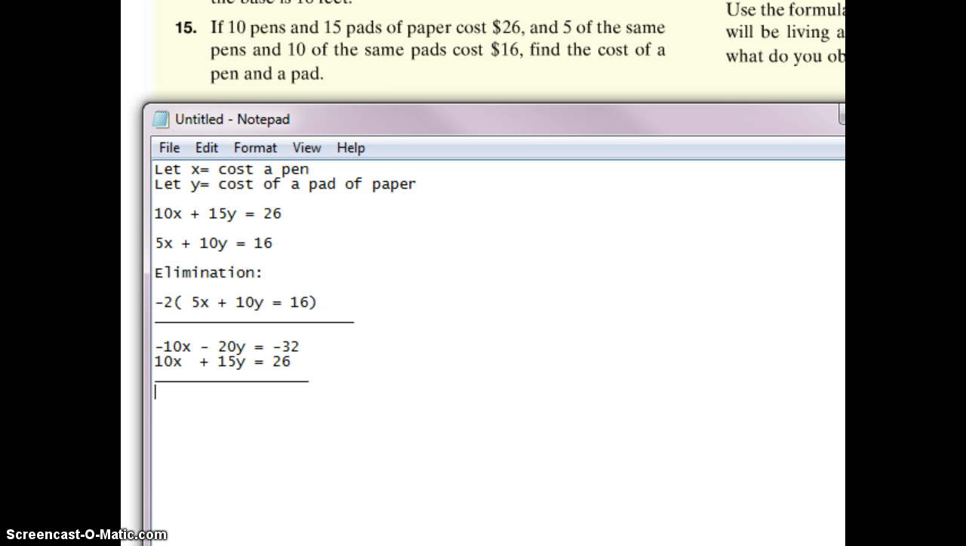Then add up the two equations. It's going to leave you with 0x. -20y plus 15y is -5y equals -32 plus 26, which is, wait, it should be -6. Yeah, -6. Okay. And so we'll solve for y. So to solve for y, we're going to need to divide both sides by -5.